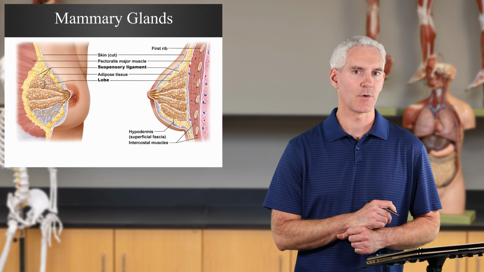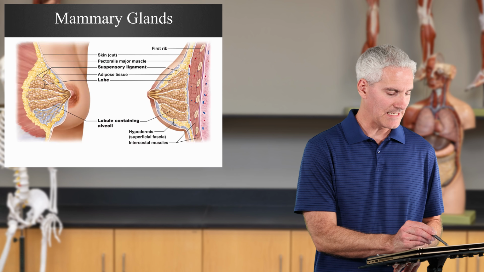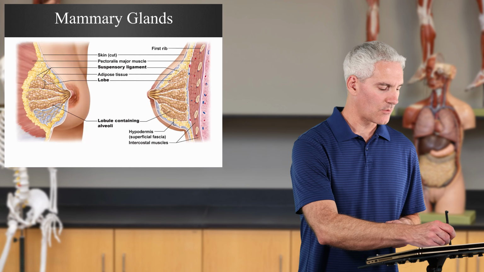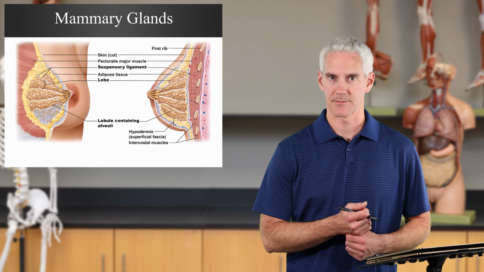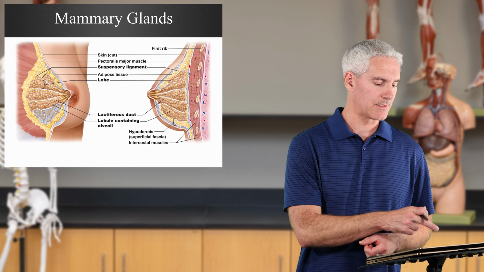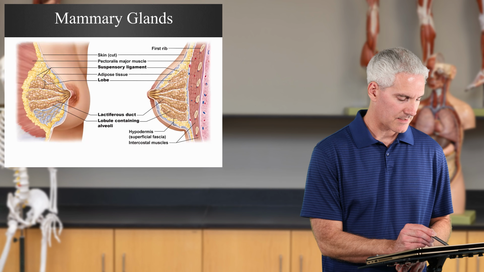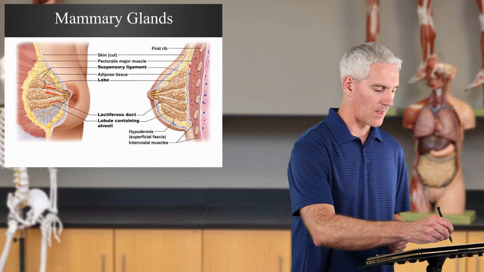Now, inside those lobes are the lobules. You can see the individual circles. Those are the alveoli. So inside each lobule, you have the alveoli, which is what will produce the milk. From that point, it goes to this lactiferous duct. That's this duct that's leading away from each one of the lobes.